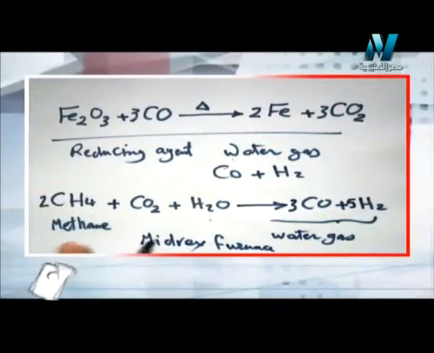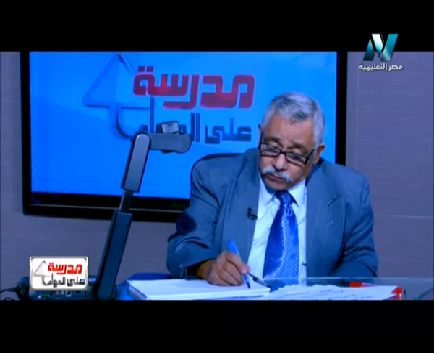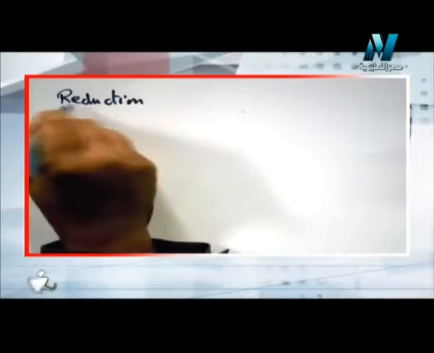The reaction between the gases that come from this furnace, which are carbon dioxide and water vapor, can enter a closed cycle to react once more with methane to get water gas. The water gas will reduce the ore. So, reduction of ore in the Midrex furnace using water gas.